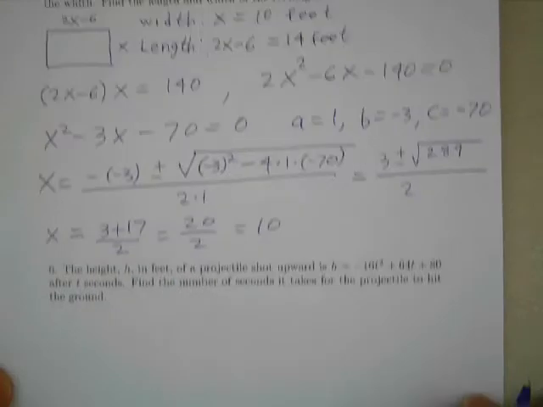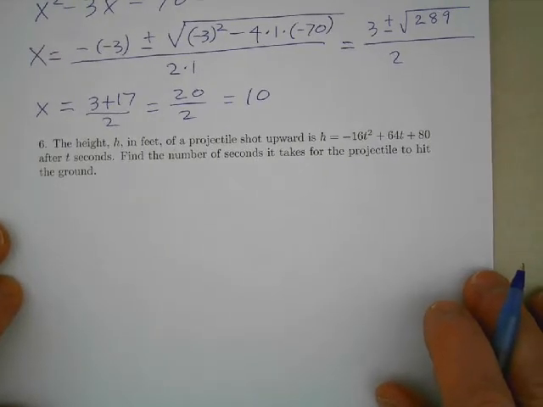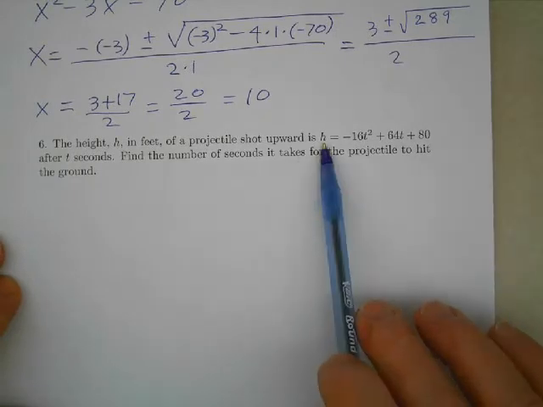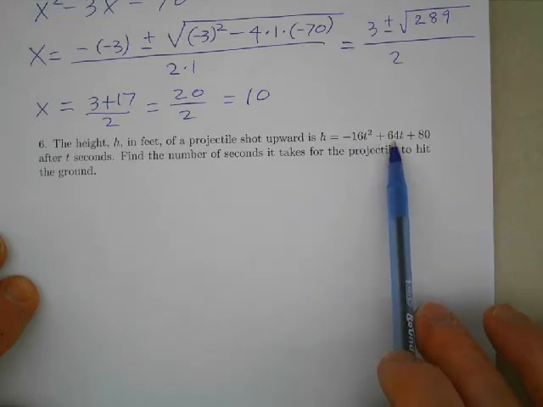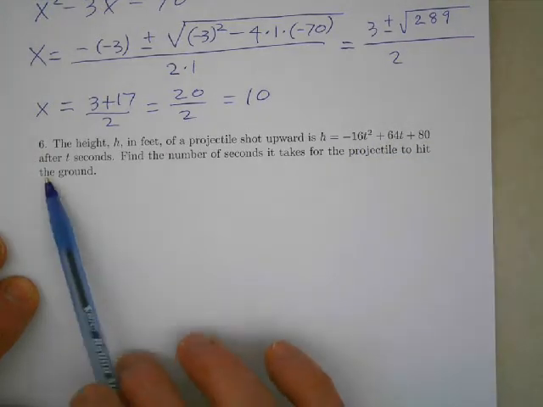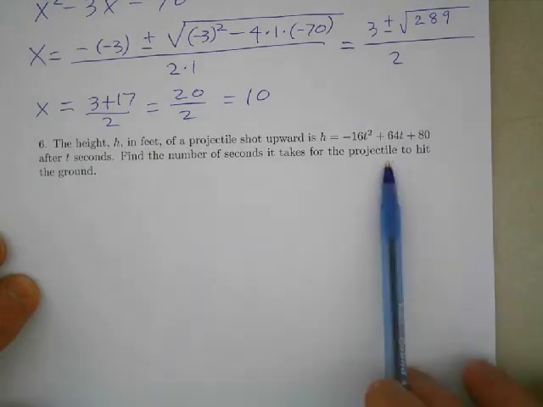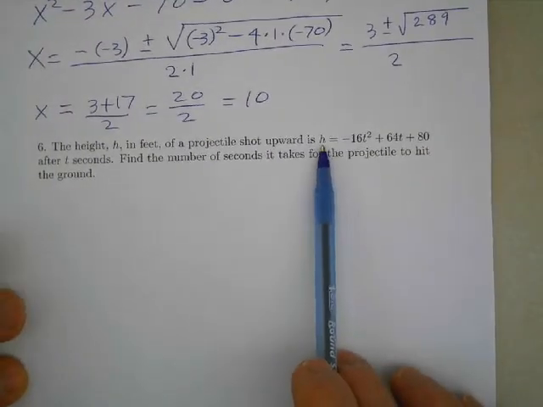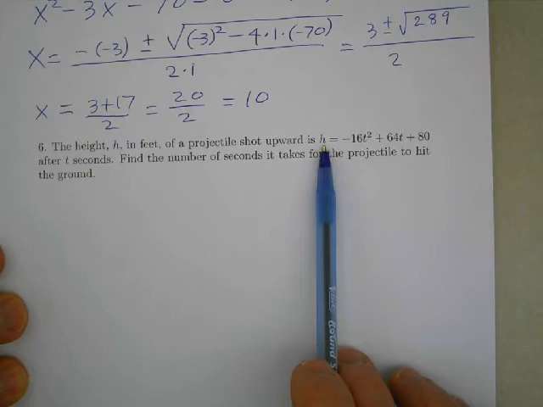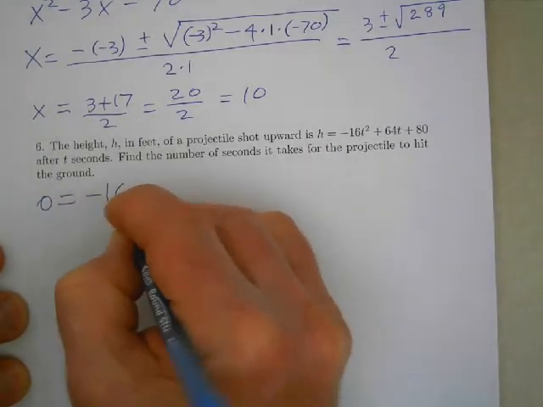Okay, in the next problem, number 6, the height h in feet of a projectile shot upward is given by h equals negative 16t squared plus 64t plus 80 after t seconds. Find the number of seconds it takes for the projectile to hit the ground. Well, the height of the projectile when it hits the ground is 0, so we replace h with 0 and then solve the equation for t.